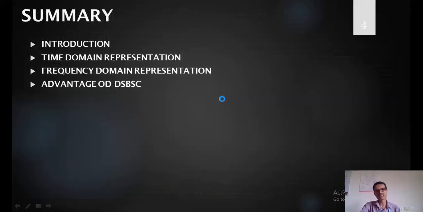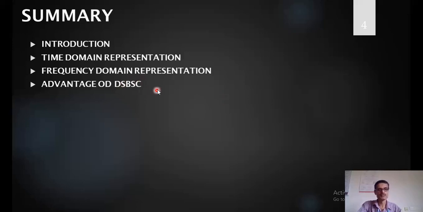To conclude this discussion, I introduced the double sideband suppressed carrier method by saying that we get the time domain equation for double sideband suppressed carrier by simply multiplying the carrier with the message signal, that is c(t) multiplied by m(t). For the frequency domain representation, just take a Fourier transform of Ac cos 2 pi fct multiplied by m(t), and you get a spectrum of M(f) which is shifted by fc.